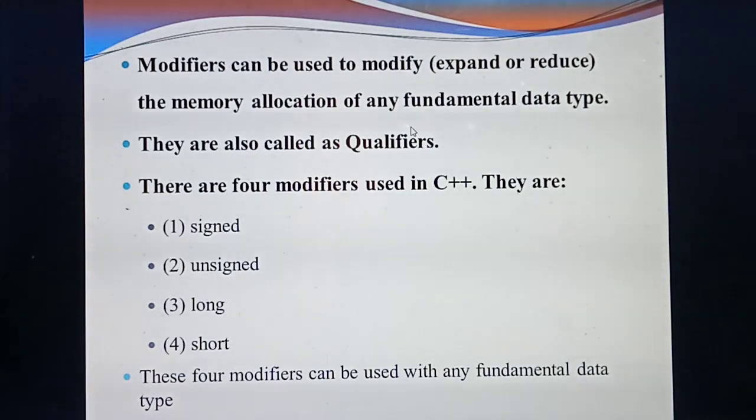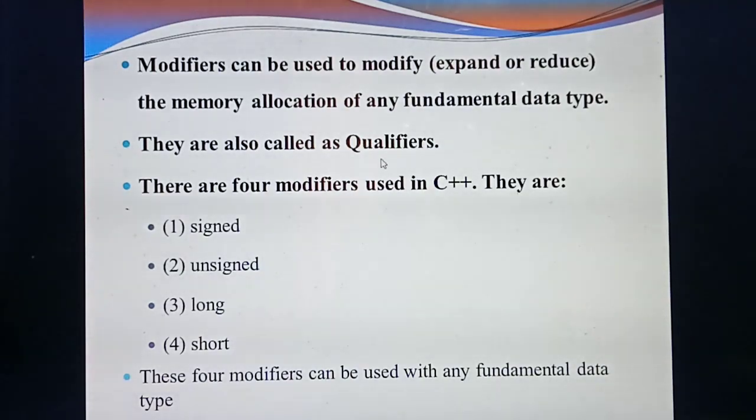How many fundamental data types have you studied? Integer, character, float, double, void. Among these data types, for any data type, the memory storage allocation you are able to expand or reduce. That one we call modifiers. What's the other name of modifiers? Qualifiers. One more important question, please mark it: the other name of modifier is qualifiers.